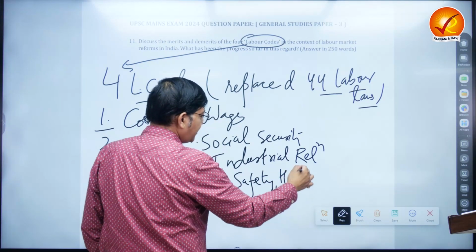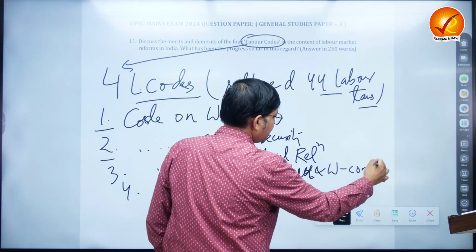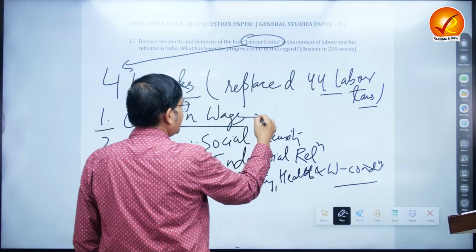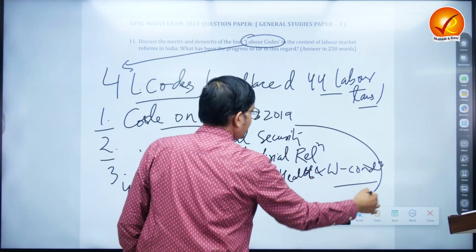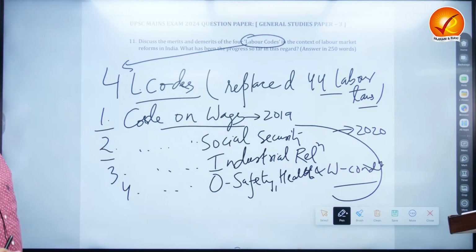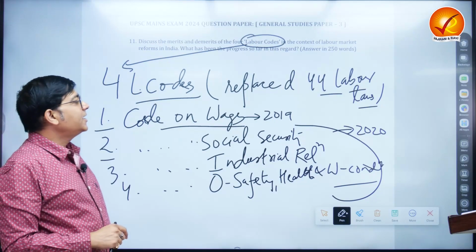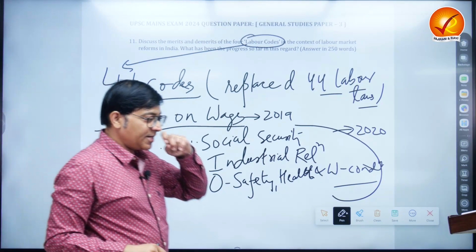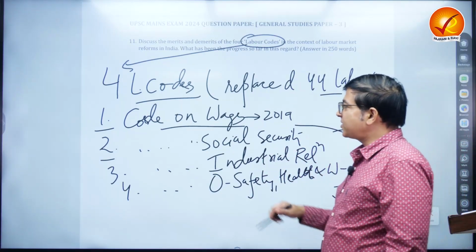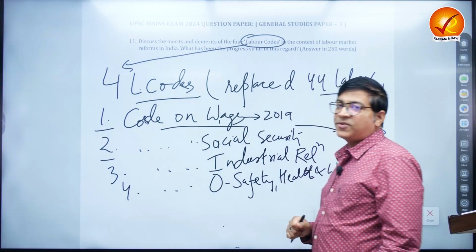Occupational safety, health and working conditions. Okay, you can even say that while the first code was brought in 2019, the other 3 in 2020. Okay, fine, it's a minor thing. Code on wages got implemented first and then the remaining. The question is mainly about merits and demerits. Merits clearly will be more systematically discussed through the different codes. For example, you can start with the merits of the code on wages.